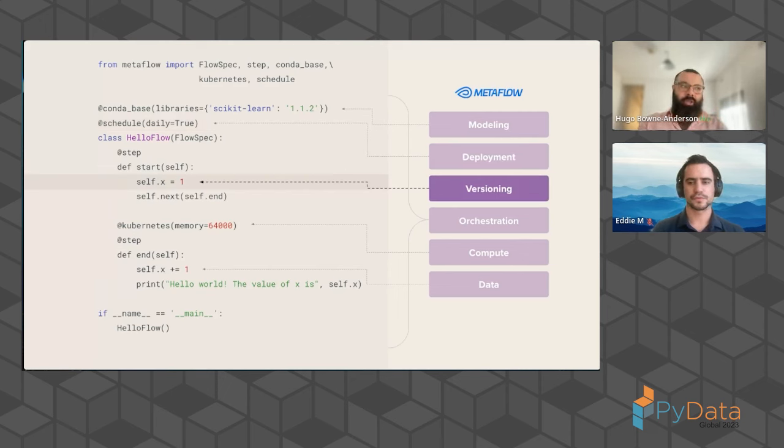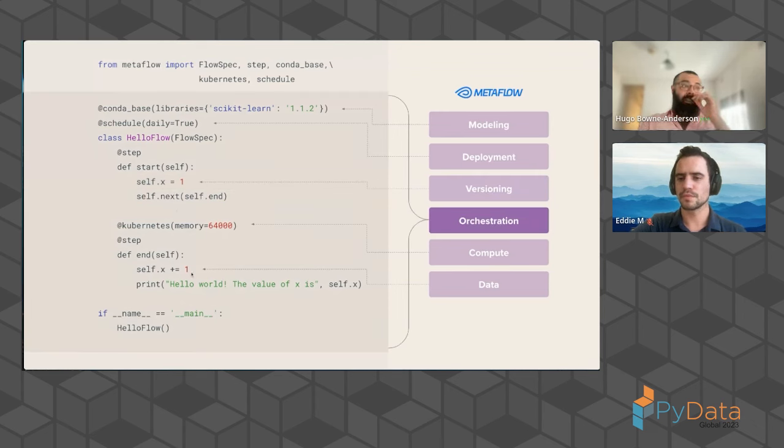The versioning story: if I want variables to persist throughout a flow and also to be versioned, aka stored in some metadata service, I assign it to an instance variable, self.x. And just note that we have two steps here. We have a start step and an end step, and passing self.end to self.next in start tells me that after start, the next step is the end step, okay? The orchestration story, this entire thing is the orchestration. This is how we write the graph of the flow in Metaflow.